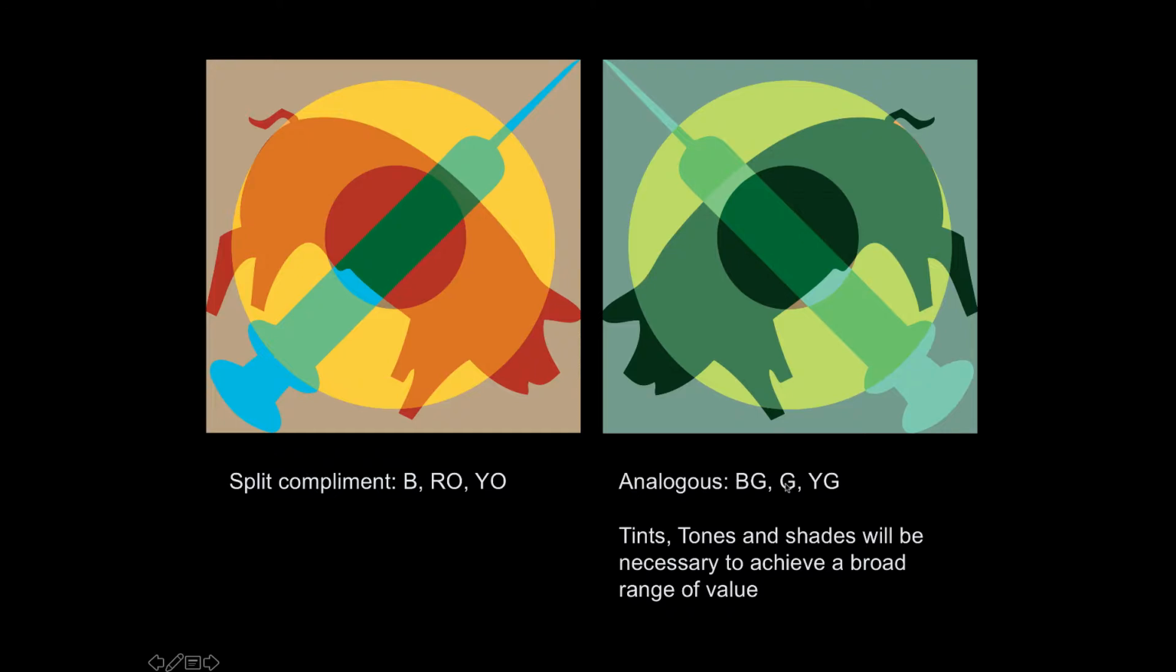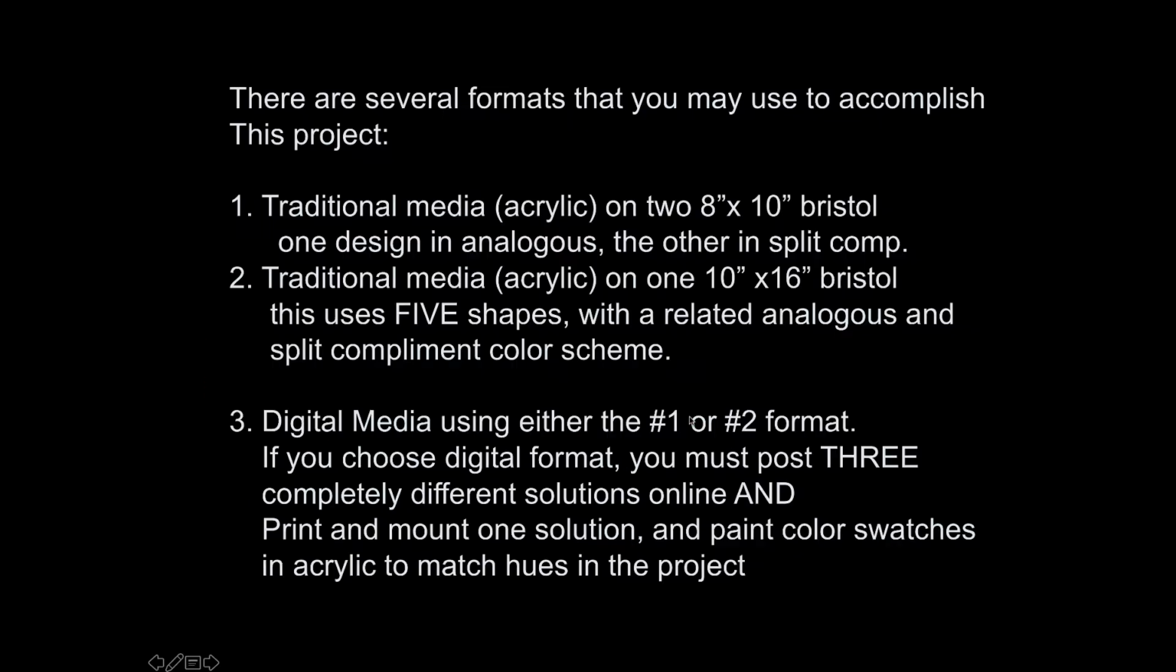I've got blue green, green, and yellow green. So here's the blue green, the green, and then the yellow green is the circle. What I've done is I've added black to the green, so I've got a shade of green, and then I've added white to the blue green to create a tint. And the yellow green, I've actually added a little bit of white to it too. But you can also see that now I've got a much broader range of value than if I had left them at their prismatic.